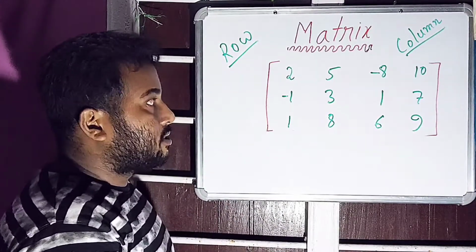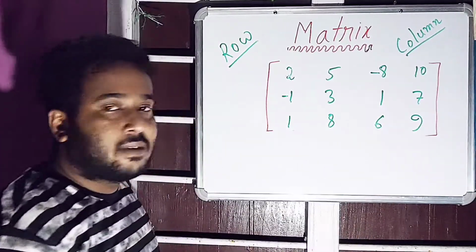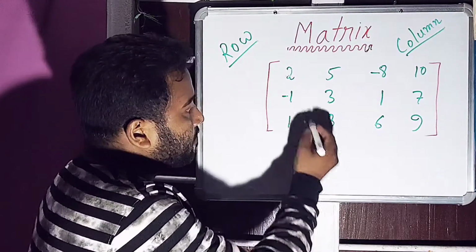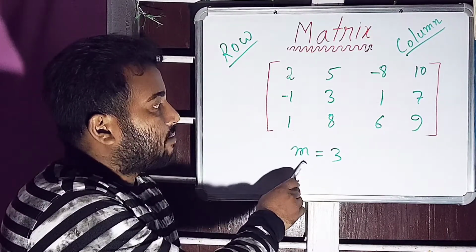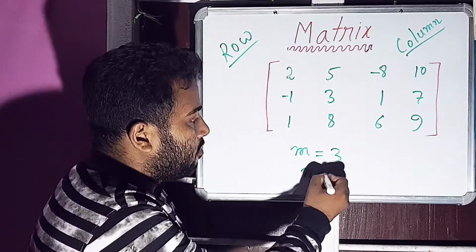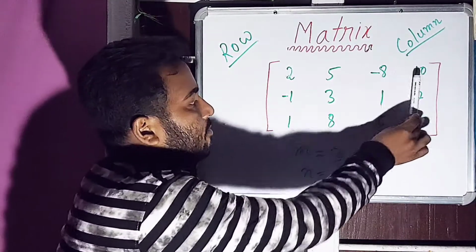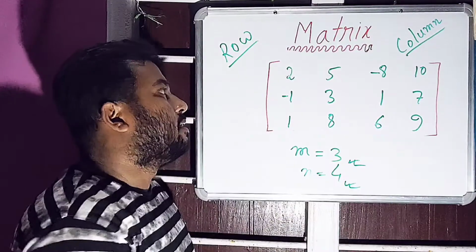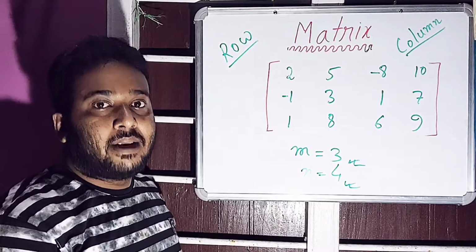Then the number of rows here is 1, 2, 3. So in this matrix, the number of rows m equals 3. If you consider the number of rows by m, then m equals 3, and the number of columns n will be equal to, so the number of columns here 1, 2, 3, 4. So the number of columns here is 4, and the number of rows is 3. So this is the concept of number of rows and columns in a matrix.